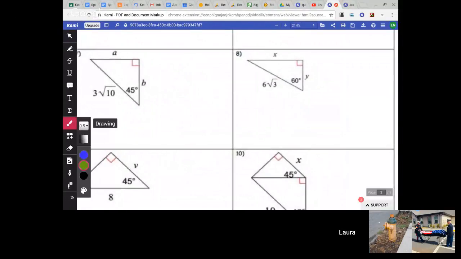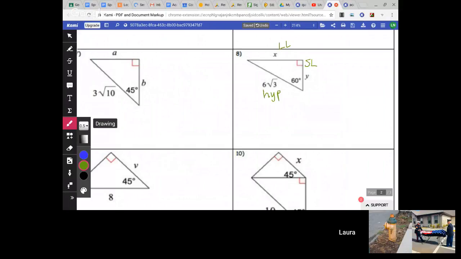Again, start with knowing what sides are what. Like, where's the short leg? Where's the long leg? Where's the hypotenuse? So which one is the short leg in this triangle? Y. And the long leg? X. So that makes the 6 root 3 our hypotenuse. That'll keep you straight about which shortcut to use.